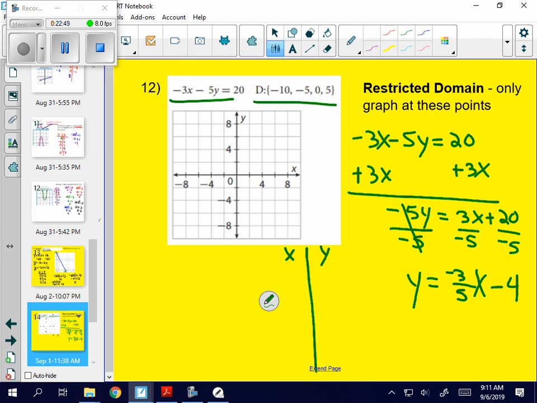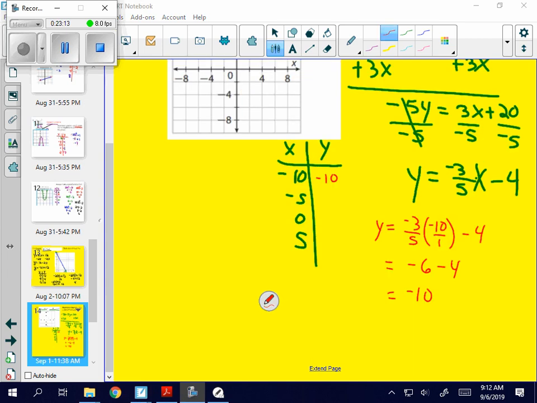They want us to use negative 10, negative 5, 0, and 5. Since we need to get 4 numbers, I'm very glad that we made the effort to get y alone. It'll be easier when we go to plug in x. So I want you to, one at a time, go plug in your different numbers for x and see what y becomes. You can compare your work with mine. So when I plugged in negative 10 for x, negative 3/5 times negative 10 is negative 6, minus 4 is negative 10. All right, go do the same thing for negative 5.